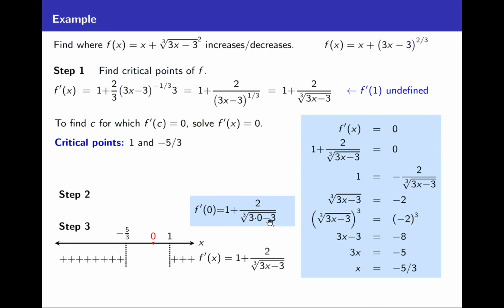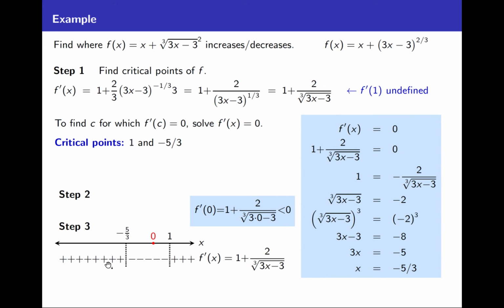over the cube root of 3 times 0 minus 3. That's 1 plus 2 over the cube root of negative 3. The cube root of negative 3 is about negative 1.4 if you check that on a calculator. So 1 plus 2 over negative 1.4 would be 1 minus a number that's greater than 1, and that's negative. So f prime of 0 is less than 0, which means we're negative on this interval. If you're in doubt, just take a calculator and work out f prime of 0. You'll see you get a negative number.